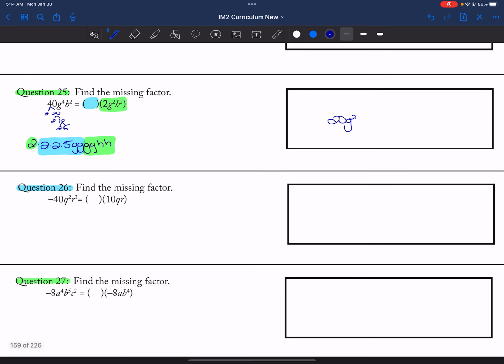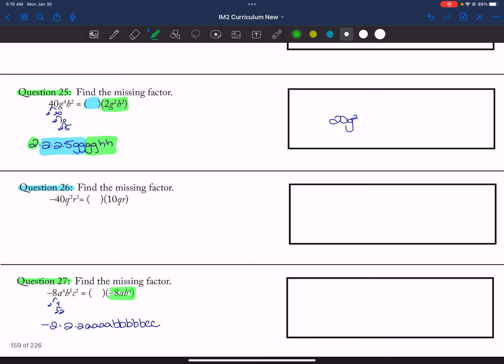Okay, find the missing vector. 8 is 2 times 4, so 2 times 2. So this is negative, oops, just kidding. Why would I write 8? Negative 2 times 2 times 2, A 4 times, B 5 times, 3, 4, 5, and C twice. Okay, so what do I have? I have negative 8 AB to the 4th. Okay, so I got 4 of these B's, and I got the negative 8, and I got another A.